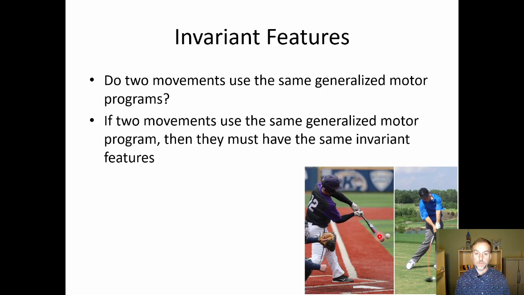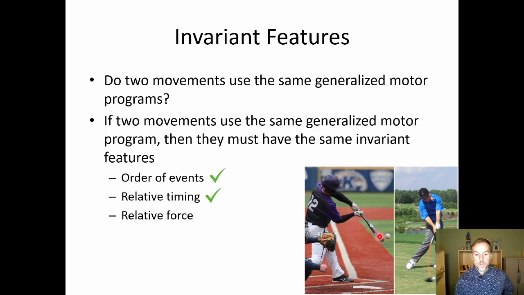For them to use the same generalized motor program, they have to have the same three invariant features. If their invariant features are the same, then we would say yes, they are the same generalized motor program. So, do they have the same order of events? Do they have the same relative timing? And do they have the same relative force? And if they do, and this doesn't apply to the pitcher, but let's say two movements, they do have the same three invariant features, we can say yes, they use the same generalized motor program.